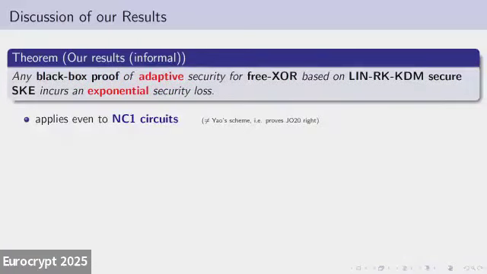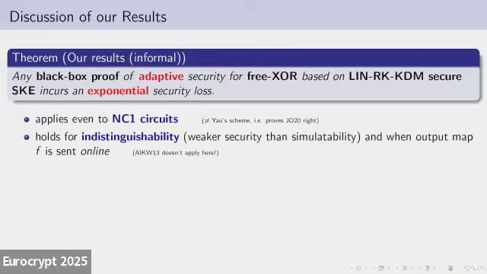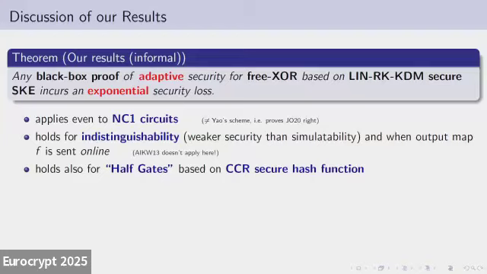To compare this result, for Yao, we actually had a polynomial reduction for NC1 circuits at least. This result applies even to NC1 circuits. Even to constant depth circuits, it would apply. So it's a much stronger limitation. Also, it is from a much stronger basic assumption. It holds for a very weak notion of security. Since it's a lower bound, it also applies to simulation-based security, so stronger security notions are affected too. A similar result holds for half gates when we try to base security on circular correlation robustness of the hash function.